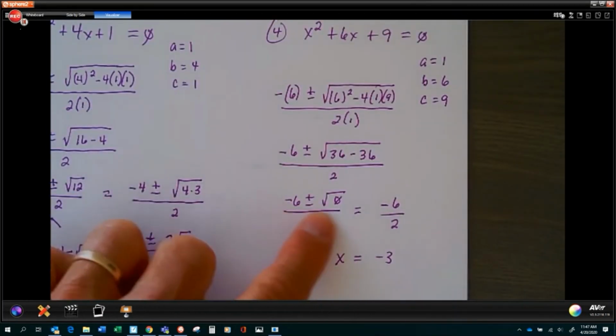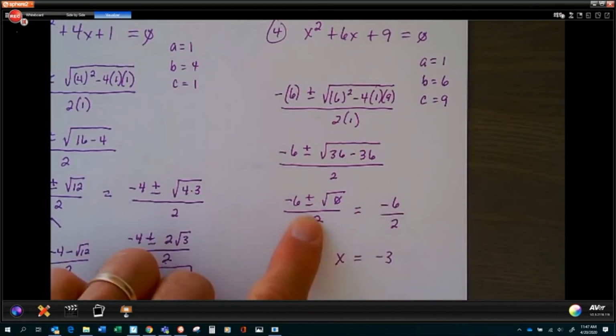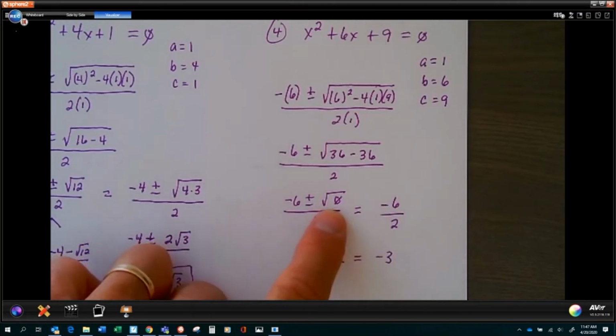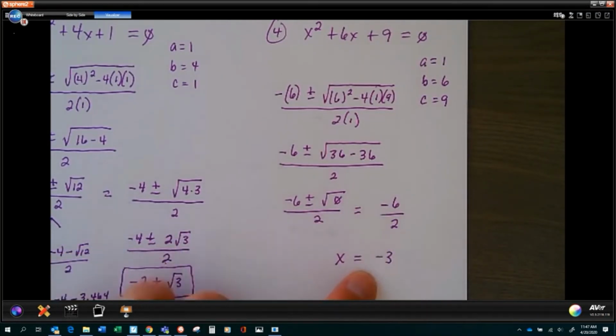Negative 6 plus 0 is still negative 6, and negative 6 minus 0 is still negative 6. So this time we don't have to split anything because we're adding and subtracting 0. And so negative 6 divided by 2 is going to give us x equals negative 3. Now this only has one solution, and you're going to see why here in a second.